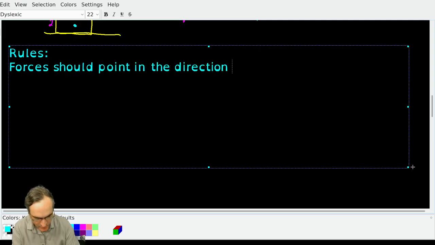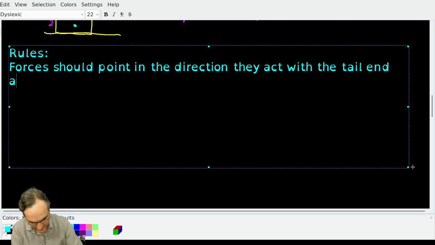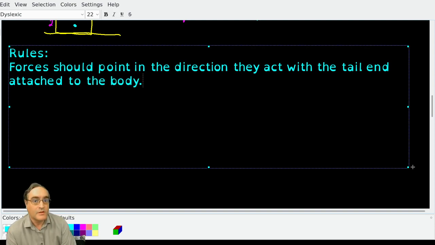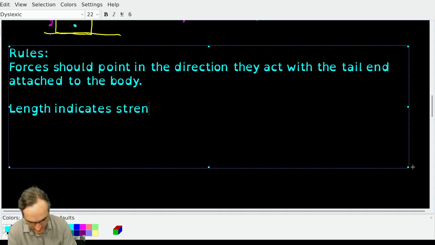The forces should always point in the direction they act, with the tail end attached to the body. So notice I always had the tail end of my vectors attached to my point. Okay, another rule. Use length to indicate strength. So if you know they're going to kind of balance out, you should draw them about the same length. If you know that there are multiple forces acting in different directions, make sure you draw them so that if they're supposed to cancel out, they about add up to the right thing to cancel out.